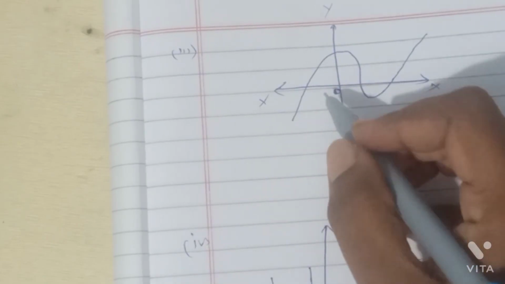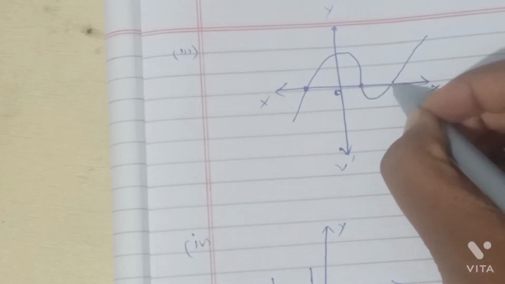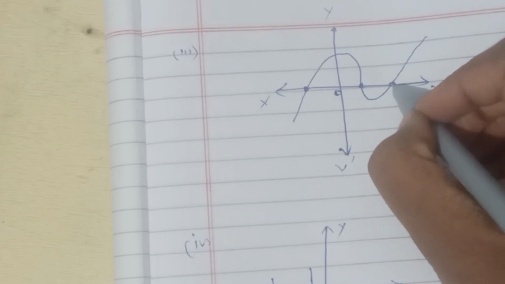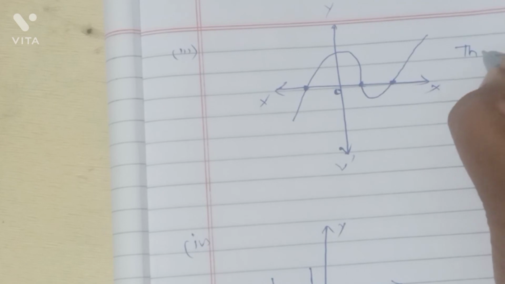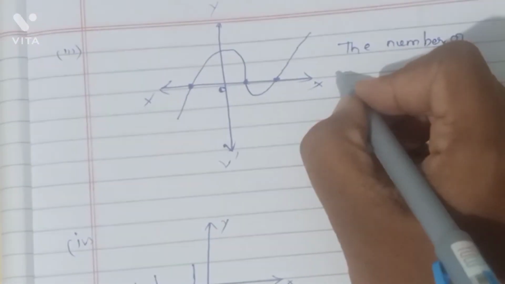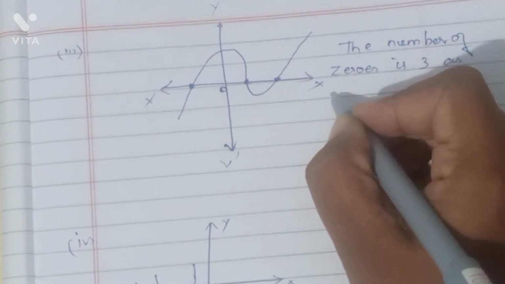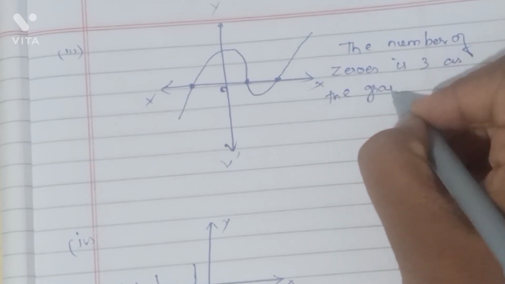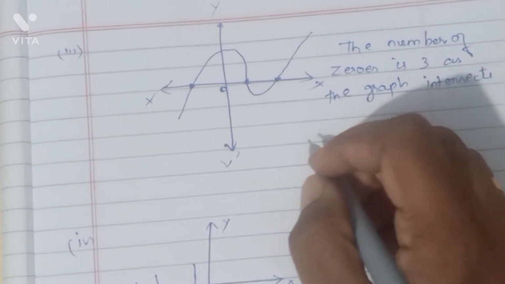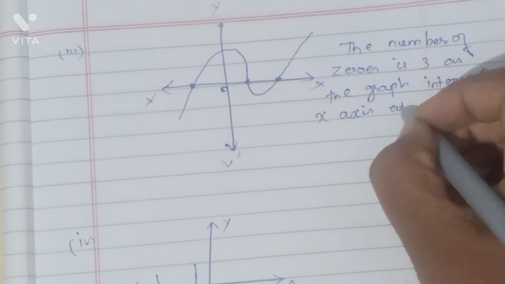Third graph. So here in this graph, the curve touches the x-axis at 3 points, isn't it? 1, 2, 3. So how many zeros? 3 zeros. So the number of zeros is 3 as the graph intersects the x-axis at 3 points.